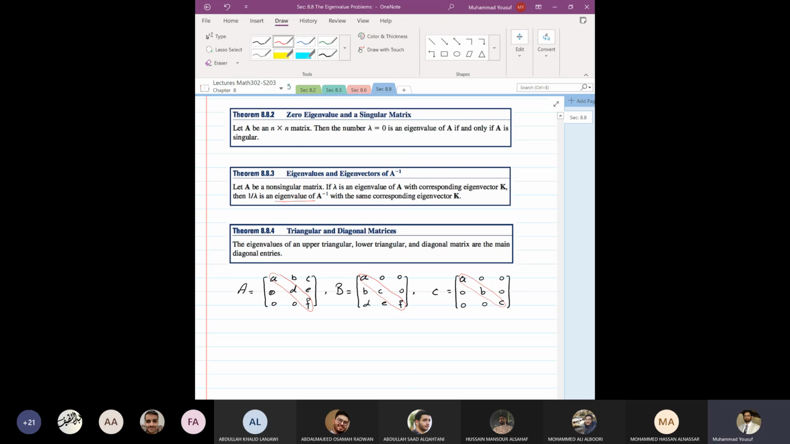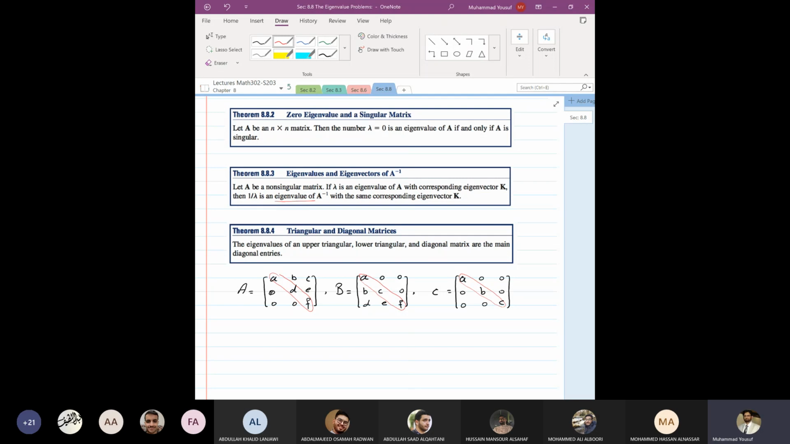And questions number 23, 24, 25, 26. These four questions are where you need to find eigenvalues of A inverse. But first you find eigenvalues and eigenvectors of A. Then you write eigenvalues and eigenvectors of A inverse. So here we have done everything we need to do in this exercise, all questions.